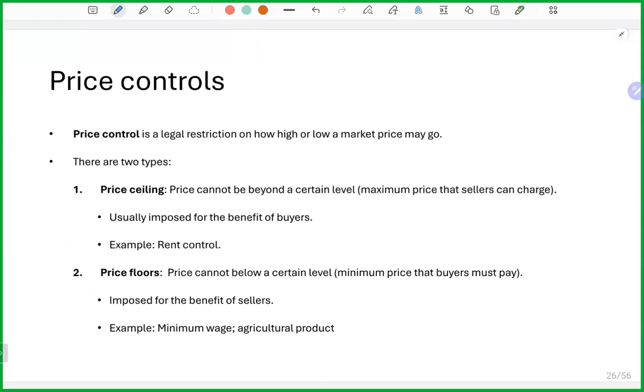So there are two types, price ceilings and price floors. What is a price ceiling? Price cannot be beyond a certain level. It's a maximum price. Price cannot be above this level. It's a maximum price that sellers can charge. Usually imposed for the benefit of buyers. The typical example is rent control. The rent should not be above a certain level.